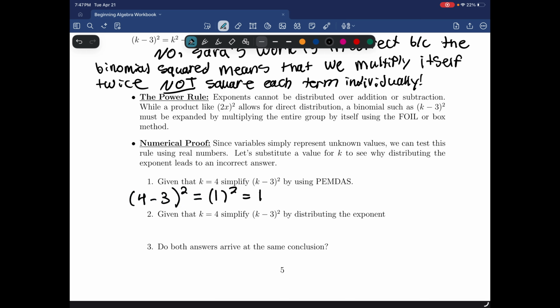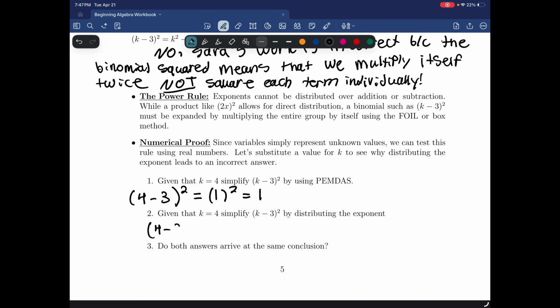Now taking a look at example 2, given that k equals 4, we're now going to simplify this incorrectly. I want to emphasize that this is not correct, but given that k equals 4, let's simplify the expression by actually distributing in that exponent. So we're going to have 4 minus 3 all squared. And now let's distribute this in. When we do that, we get 4 squared minus 3 squared. And 4 squared is 16, 3 squared is 9. So we end up with 16 minus 9, which is 7.